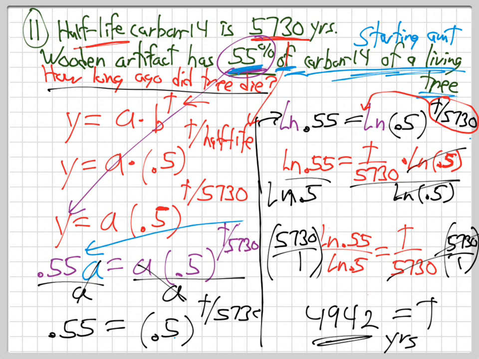That makes sense because it's got more than half of its carbon-14 still left. So it's not halfway down. It hasn't reached its half point, and that would take 5,730 years for half of it to go away. So it's got to be an answer less than 5,730. That makes good sense.